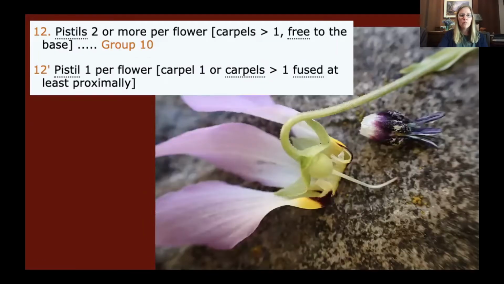Pistils 2 or more per flower, carpels more than one, free to the base, or pistil 1 per flower, carpel 1 or carpels more than one, fused at least proximally. So in this case, it does look like we have one ovary here. So this is the pistil again with the ovary, the style, and the stigma.